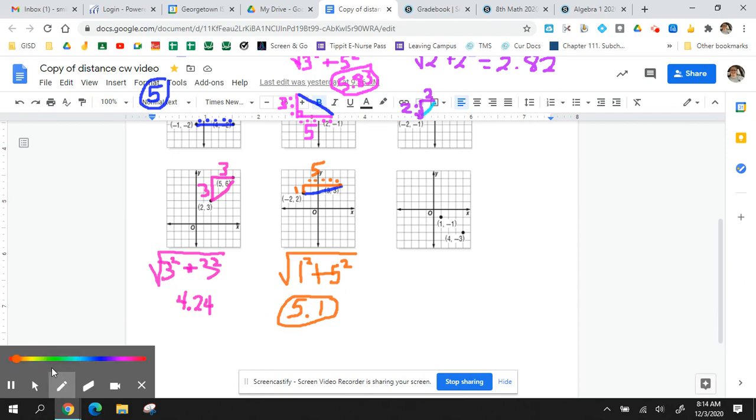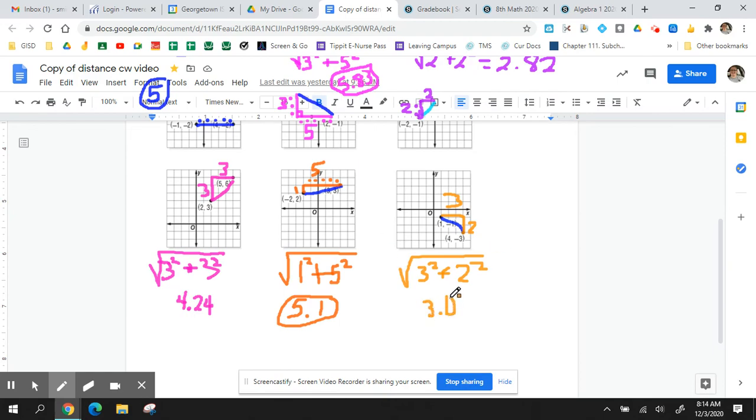All right, our last one on our coordinate plane. We're going to connect these 2 points and make my triangle, even though I had a little bit of a curved line there. I have a 3 and I have 2. So your formula looks like this: the square root of 3 squared plus 2 squared. You type it in your calculator and you'll get 3.06.